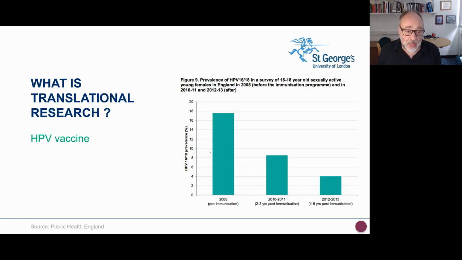Another example would be the HPV vaccine. HPV is human papillomavirus, which is responsible for cervical cancer. Again, it would have been basic research and basic scientists that isolated the virus and understood its role in cancer, and then that eventually could be translated into the development of a vaccine, which, as you can see on this graph, led to a quite dramatic decrease in the number of people being infected with this virus. And that will reduce dramatically the number of people getting cervical cancer.